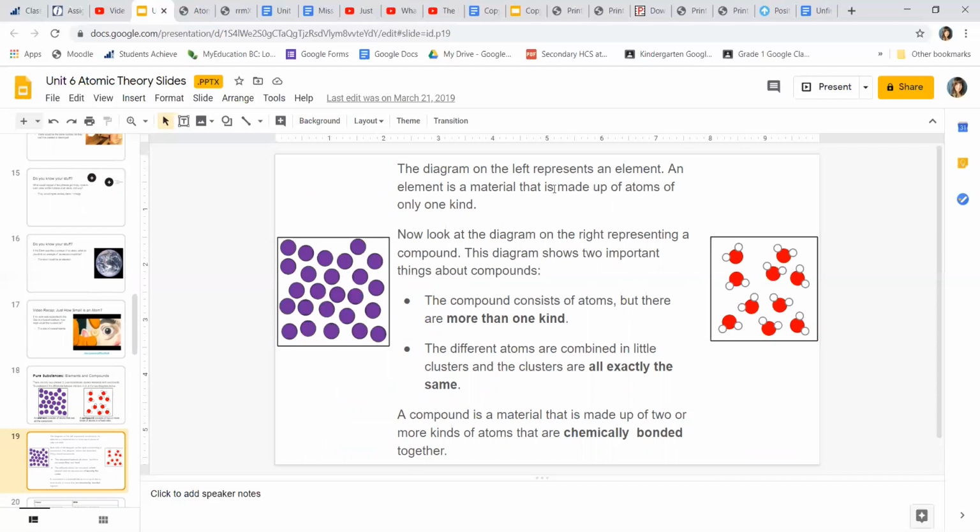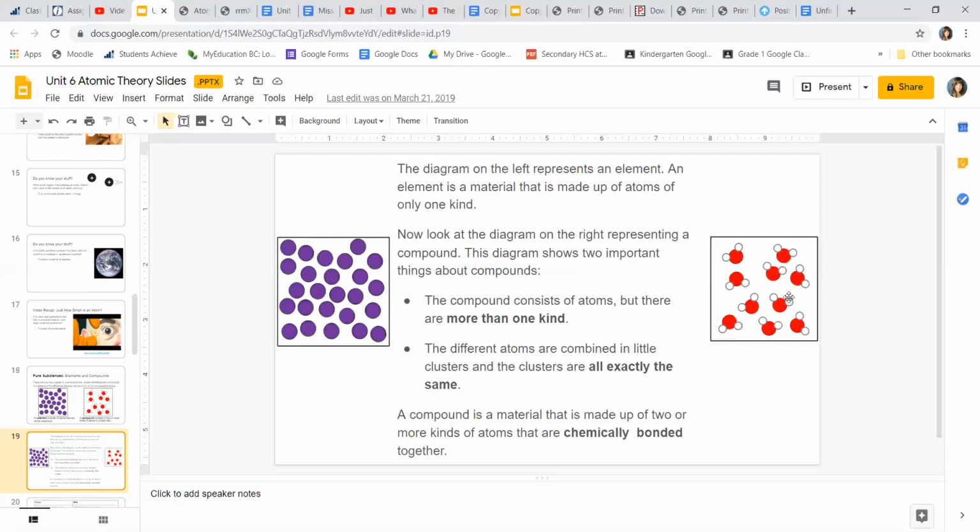So it's made up of atoms of only one kind. Now on this side here, we have it representing a compound. The compound consists of atoms, but there's more than one kind. And keep in mind that they are combined in little clusters, and those clusters are all exactly the same. So you do not see any differences.